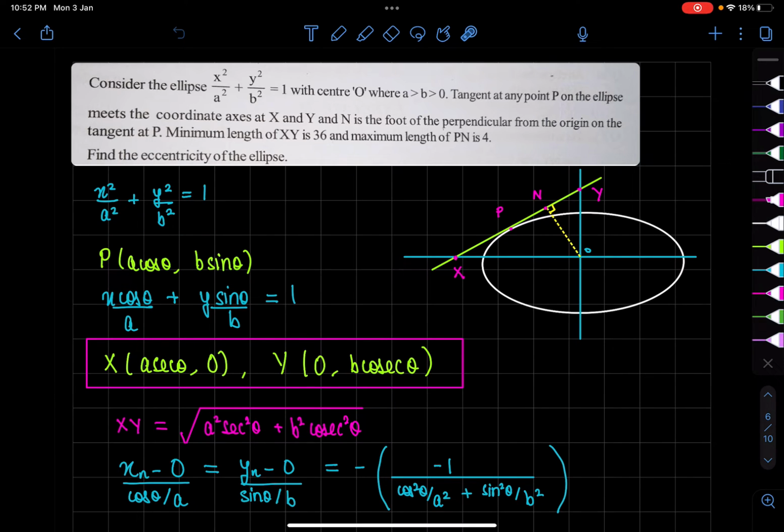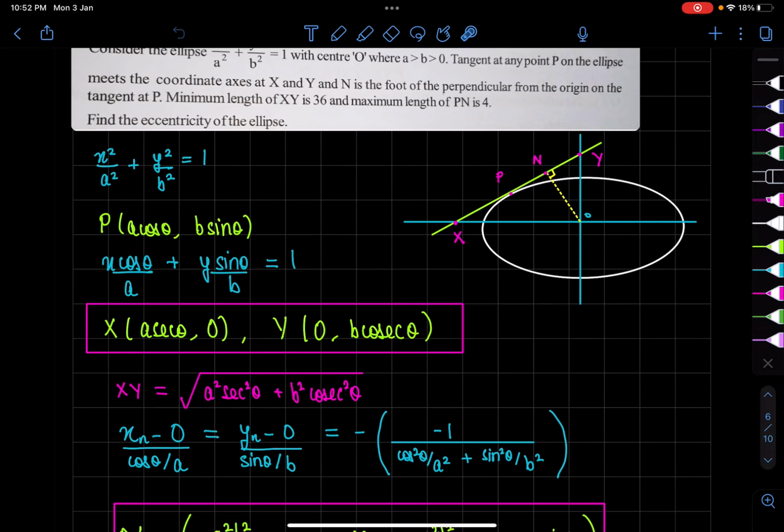The equation of the tangent, as you all know, is x cos theta by a plus y sin theta by b equals 1. This should be pretty obvious. Then I can easily calculate the x and y intercepts of this line: X as (a sec theta, 0) and Y as (0, b cosec theta).